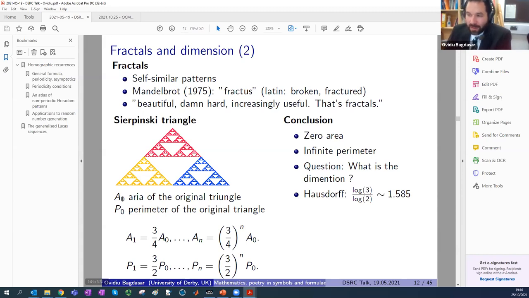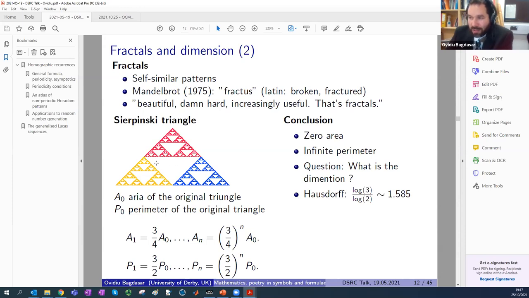If you start working with the perimeter and the areas of these triangles, what you find, if you denote by A0 the original area and P0 the original perimeter, it's very easy to see that A1, the area of the first object, is 3/4 of the original area. Because you are applying the same transformation every time you iterate, the area at step n is 3/4 of the area at step n minus 1. But this means that the area at step n is (3/4)^n times the original area, which means that as n goes to infinity, the area of this object is zero.